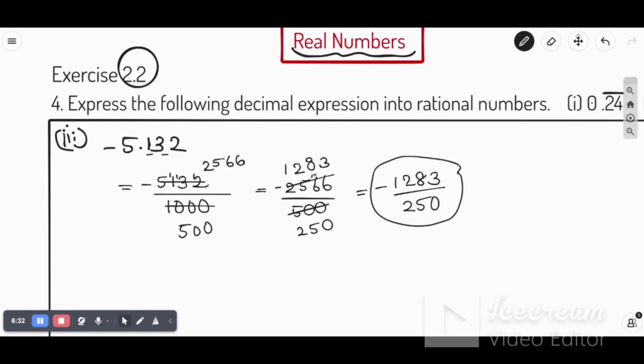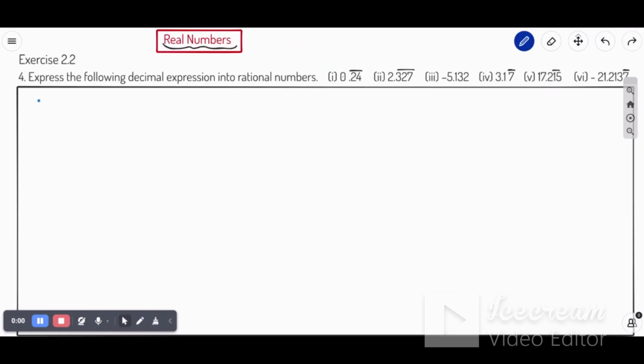So hope you understood this question. If it is terminating, just divide by the number of digits. How do you put this? You have to count the number of digits after the decimal point and put those many zeros in the denominator.